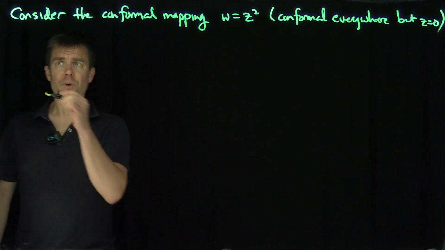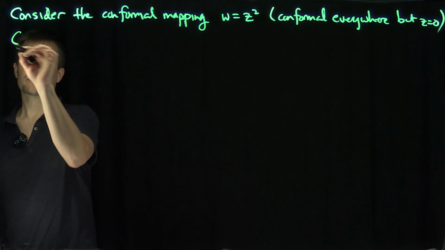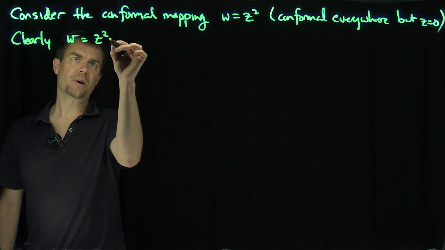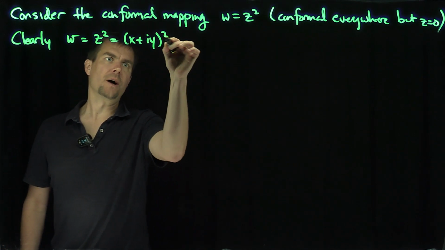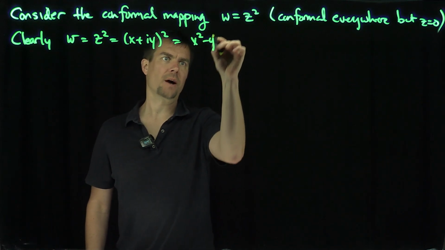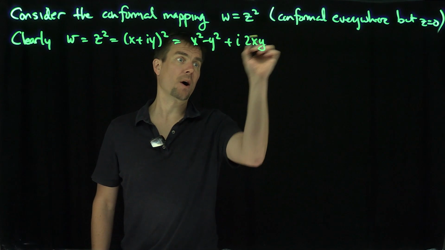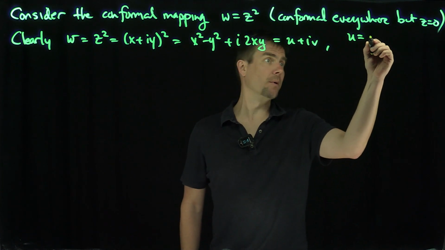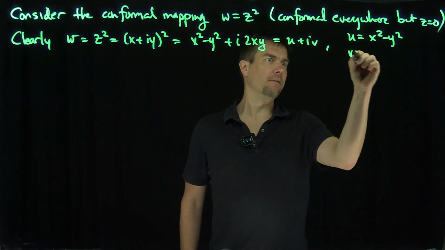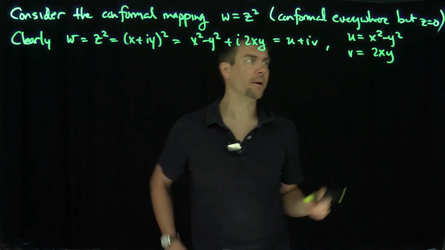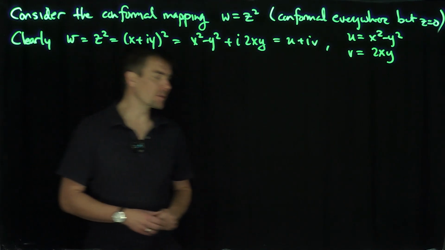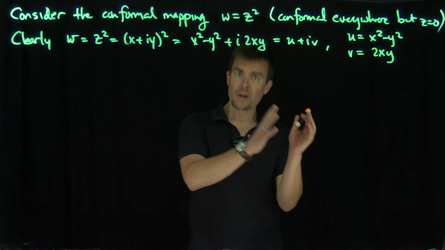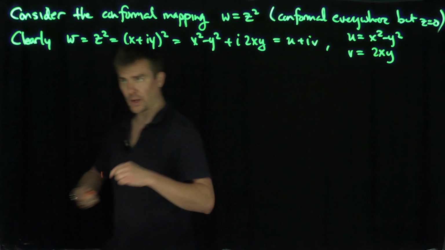Excellent. And of course, let's write this in real and imaginary parts. So clearly, w equals z squared is equal to (x plus iy) squared, which is x squared minus y squared plus i 2xy. So this is going to be u plus iv. u is going to be equal to x squared minus y squared, and v is going to be 2xy. Now what I'm going to do is try to understand how this mapping takes rectangles in the uv plane and rectangles in the xy plane and how it maps them, okay?